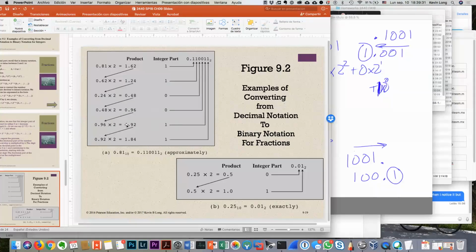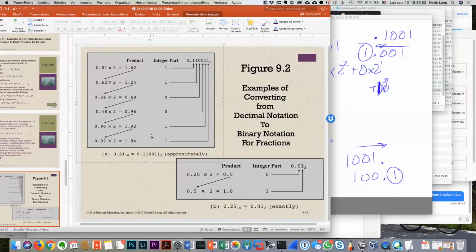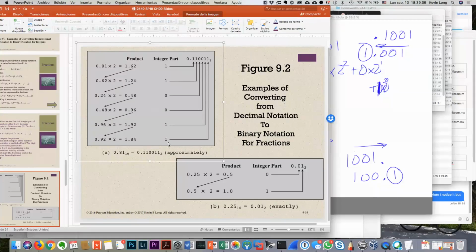So we have a 1 here. And then we do it again with 0.92. We get 1.84. 0.84 times 2 is 1.68. Another one. 0.68 times 2 is 1.36. Another one. What's happening? It's never going to finish.